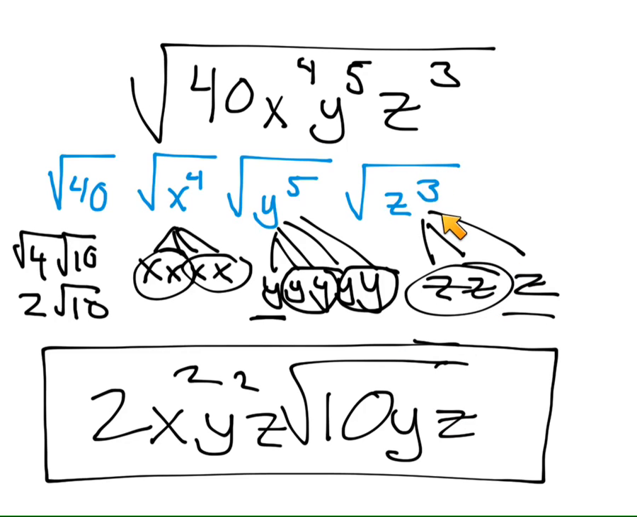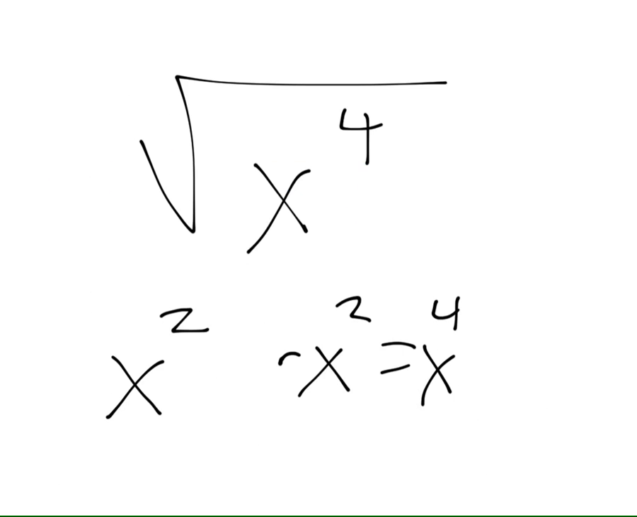Also, one way to look at it is you're actually just dividing all these variables by 2, and if there's a remainder, you're leaving it inside. Right? If you divide 4 by 2, you get x to the second. If you divide 5 by 2, it goes in 2 times with 1 remainder. And if you divide 3 by 2, it goes in 1 time with 1 remainder. Just another way to look at it. Questions there? Last problem of the day, and then we'll look at the assignment.